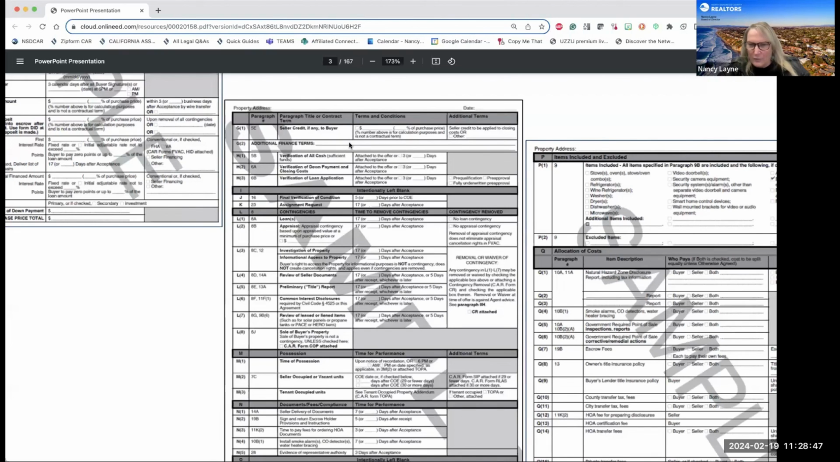Q6. Government required point of sale correction of remedial actions. Those are, it depends. So government required point of sale requirements, there are very few of them in the state of California. In Northern California, I believe there's a couple of them. There are some, for example, that are water related.